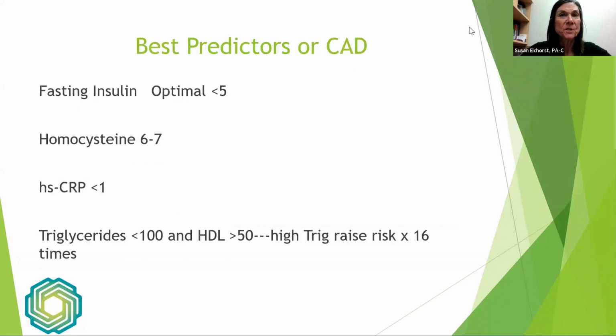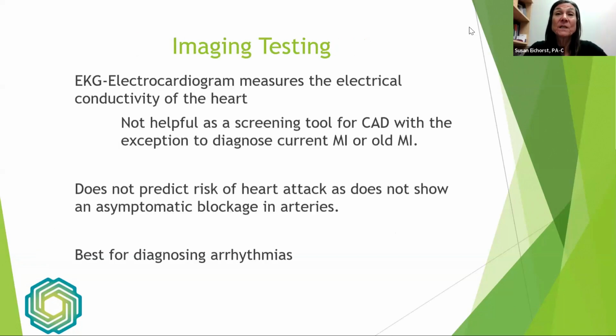So what are really our best predictors of coronary artery disease? I kind of quashed some of the cholesterol stuff, but really you want a fasting insulin less than 5, a low homocysteine of 6 or 7, a low high sensitivity CRP, triglycerides less than 100, HDL over 50, because high triglycerides themselves raise your risk of coronary artery disease by 16 times. Triglycerides are really impacted by sugar, glucose. That includes wine, carbohydrates, anything processed. All of those can affect your triglycerides.